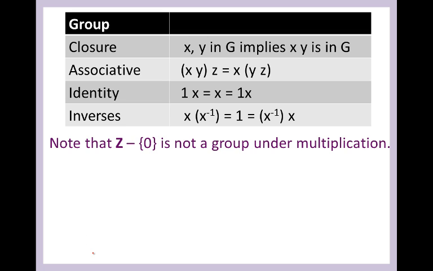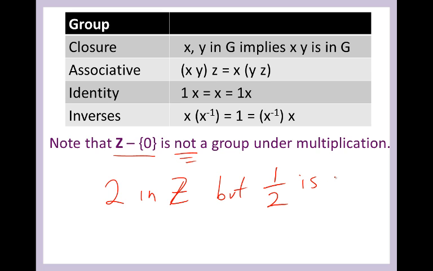Note that the multiplicative inverse of an integer is not an integer. Thus, the integers minus 0 is not a group under multiplication. For example, 2 is an integer, but its multiplicative inverse 1/2 is not an integer. This is the main difference when working over the integers. We do not have multiplicative inverses that are also integers.